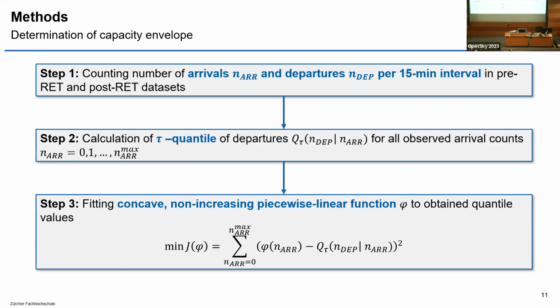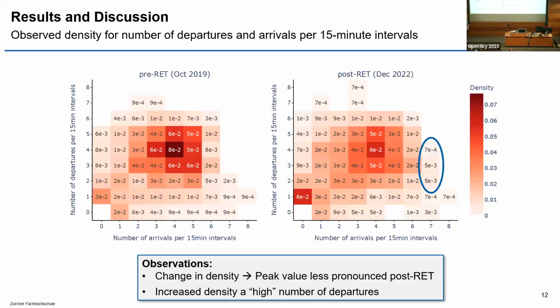That can be done with this optimization problem. And we ended up with these results. So first, I would like to show you two density plots. On the left, you see the situation before the RET was added, and on the right, you see the situation after the RET was added.